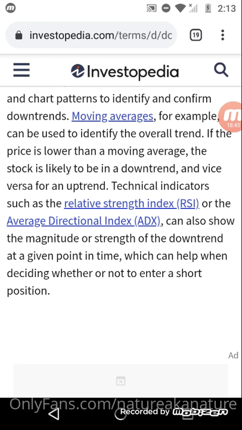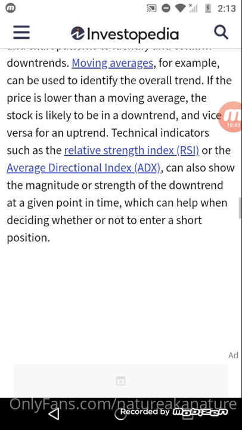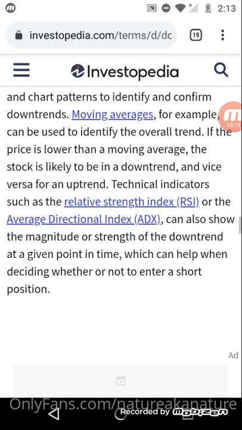The news, everything. So you can also show the magnitude of strength on the downtrend at given points in time. It can also show the magnitude and the strength of a downtrend at a given point in time, which can help when deciding whether or not to enter a short position. So we use these technical indicators, moving average, RSI, because it shows you the momentum, the magnitude of the strength of the downtrend or the uptrend.